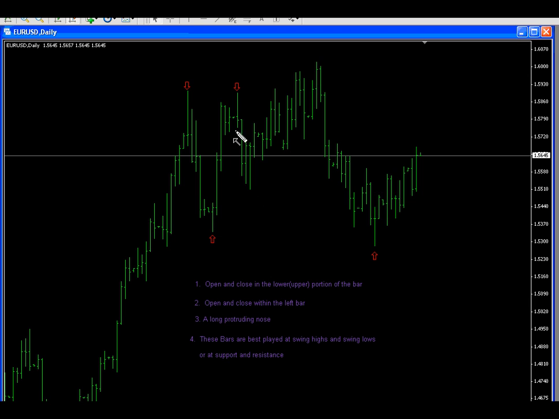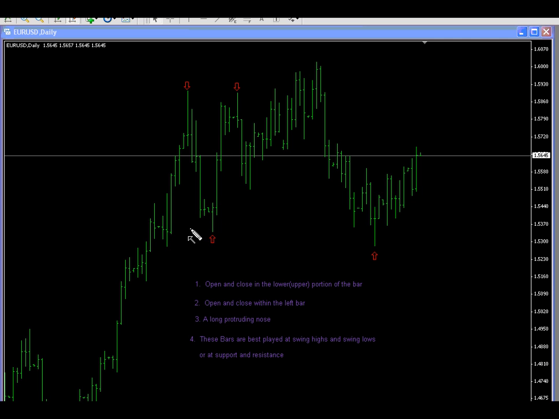And just quickly to go over the other 3 here, if we're looking at this pin bar, again we see that the open and close are at the top portion of the bar. We have a protruding nose, which is opposite the direction we're looking to go. So in this case we're looking to go long or buy. And we could also see that the open and close are contained within the left bar. And same thing, this one is very similar to this one. Again, the open and close are in the bottom portion of the bar, and because of this we get a nice long nose protruding outwards from price, and also the open and close is within this bar to the left.